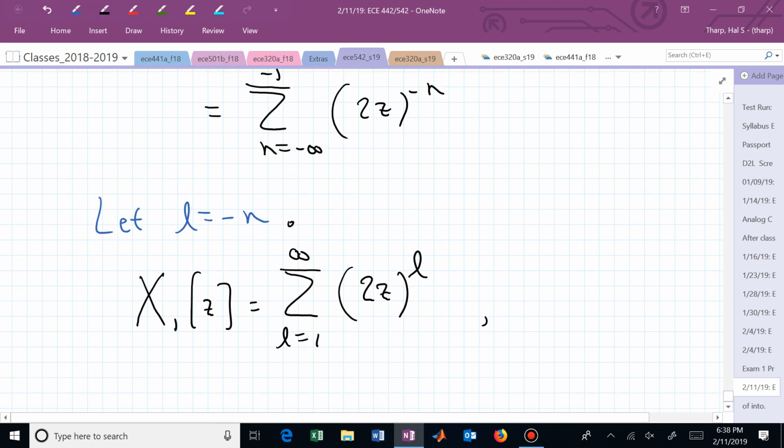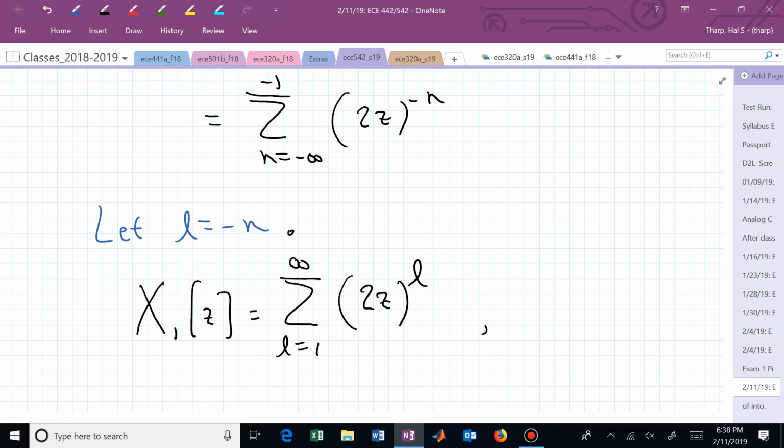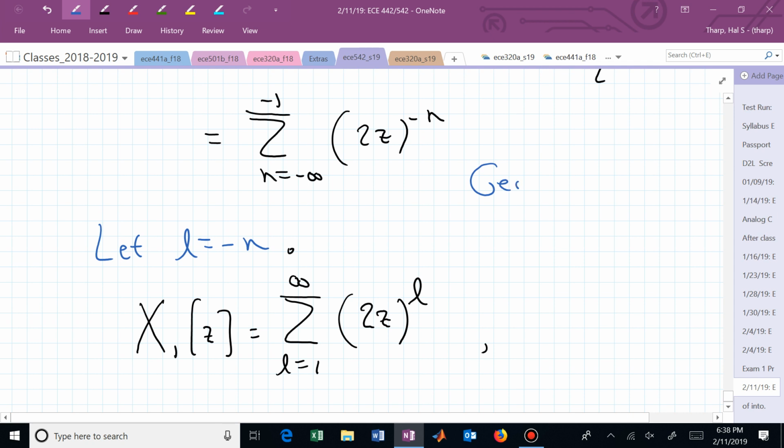And for what value, so this is now, I hope you can see that this is a geometric series. And what's our common ratio? What's the term that's common to all of these terms in our series? 2z. 2z is the common ratio.